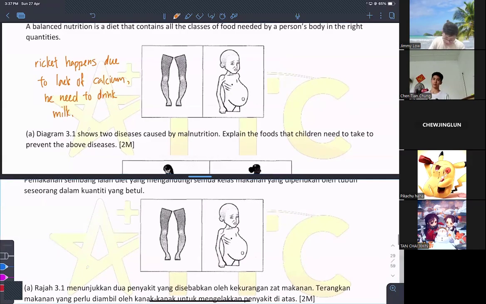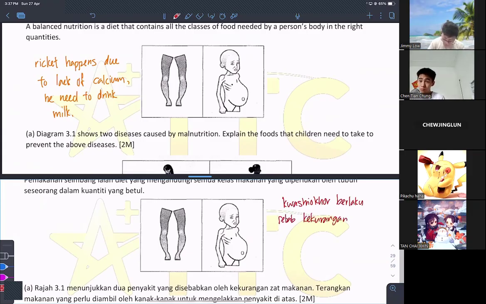Okay, so for this one, kwashiorkor. So I write in BM. Okay, so like you translate a little bit. Okay, I save time. So you can say kwashiorkor happens, okay, berlaku sebab kekurangan protein.